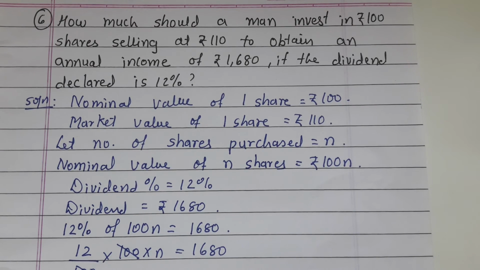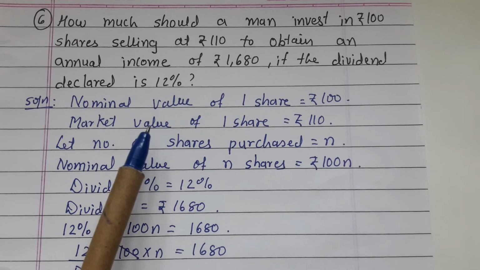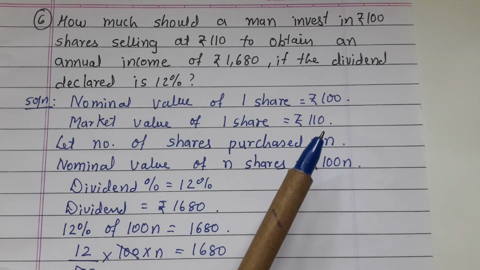Sum number 6. How much should a man invest in rupees 100 shares selling at rupees 110 to obtain an annual income of rupees 1,680 if the dividend declared is 12%? Nominal value of one share, 100 rupees. Market value of one share, 110.